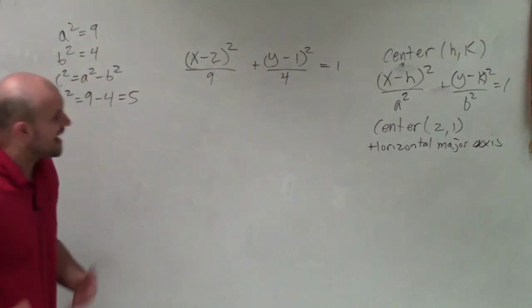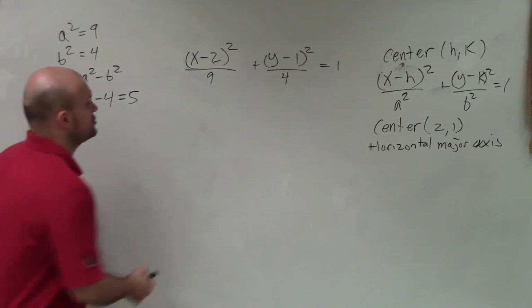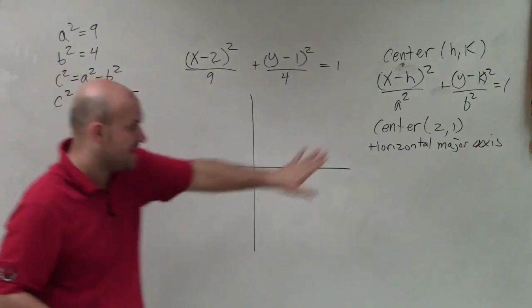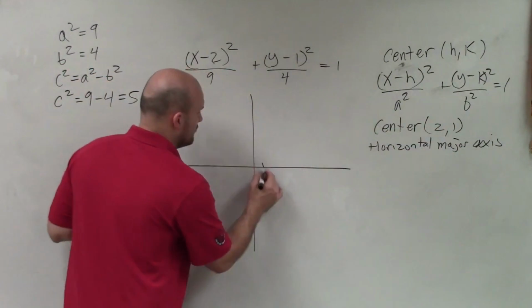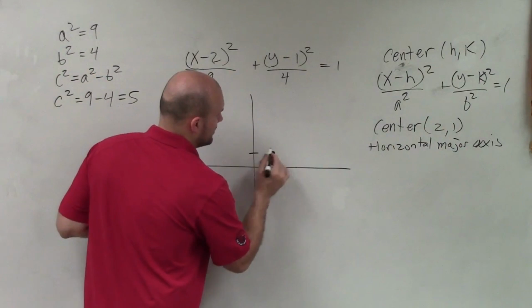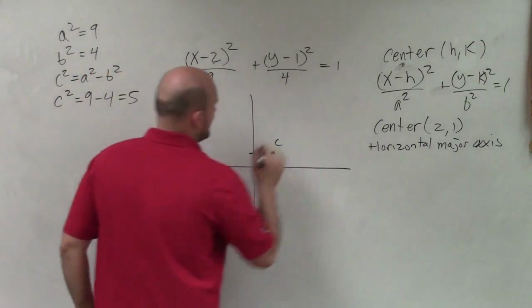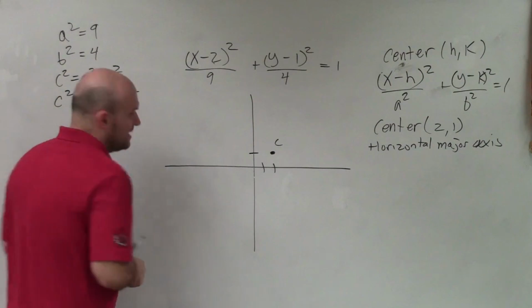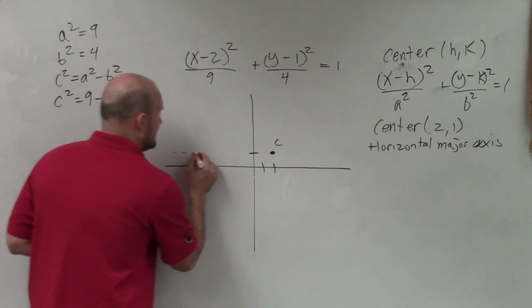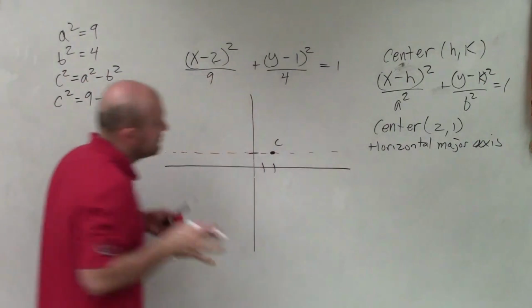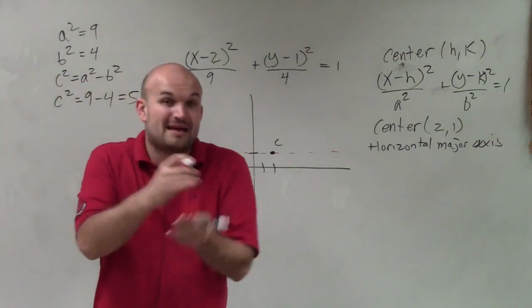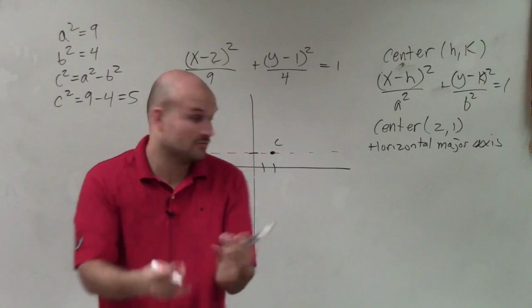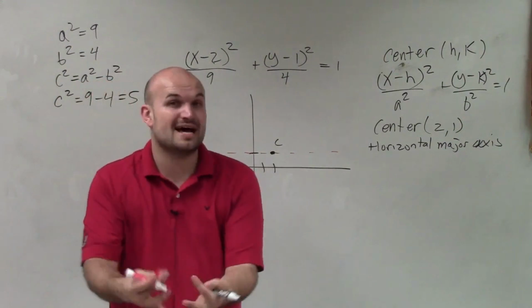Now, to be able to graph as well as determine the information, I think it's most important to plot what I currently have. So I have a center at (2, 1), so I'm going to go over 2, up 1. That is going to be my center, and I'll label it appropriately. Now, I'm going to have a major axis. It's not really a part of your graph, but a lot of times I like to draw in that dotted line, because the major axis holds the center, the foci, and the vertices.